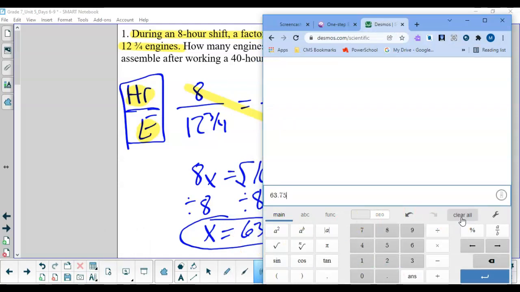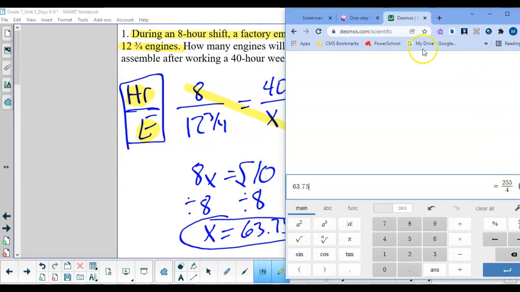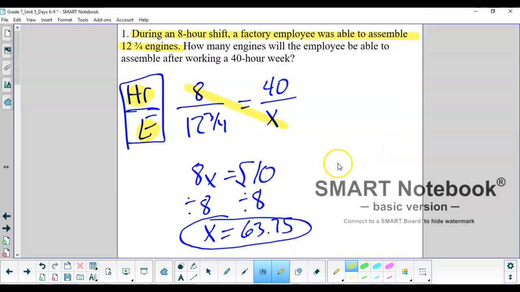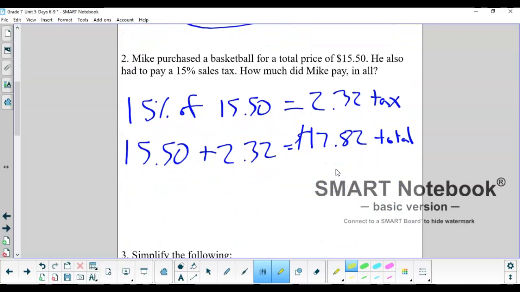63.75. If you got the fraction answer, okay, 63.75, and we wanted it as a fraction, remember all we have to do is hit that little fraction-to-decimal button and it would convert it to 255 over 4. So either answer is acceptable, either the 255 over 4 or 63.75. Moving on to number 2, Mike bought a basketball for a total price of $15.50. He had to pay 15% sales tax. How much did he pay in all?